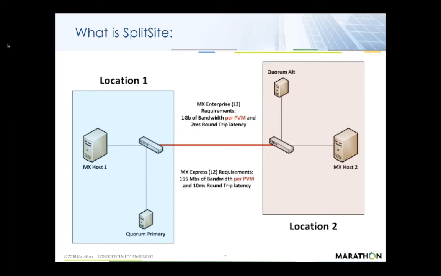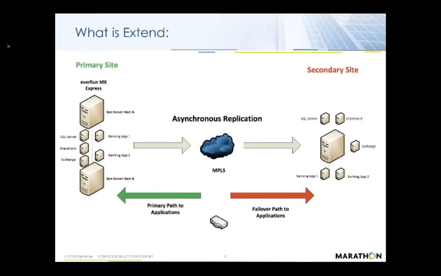And if they want level 3 and don't have the network infrastructure to accomplish that, there's always a trade-off that can be made there, either by implementing Express and compromising to a level 2, or running level 3 and using Extend to do the asynchronous replication, which we'll talk about next.